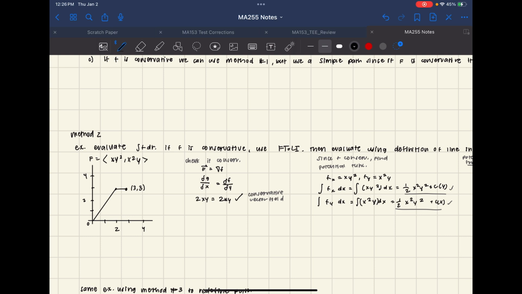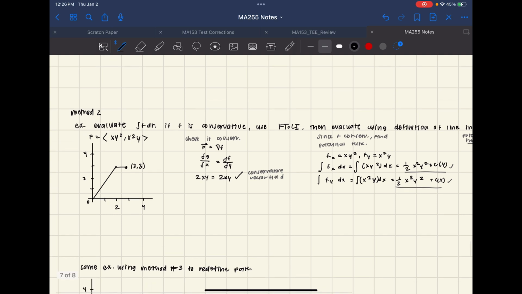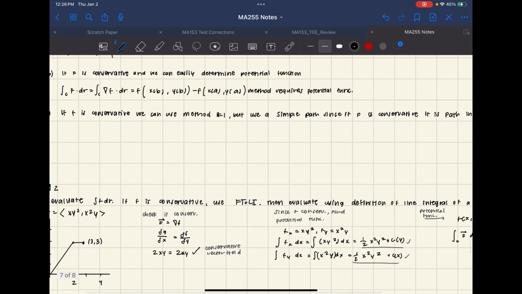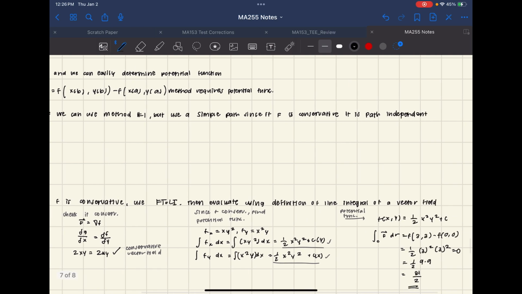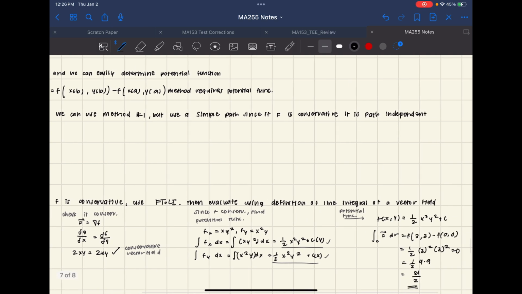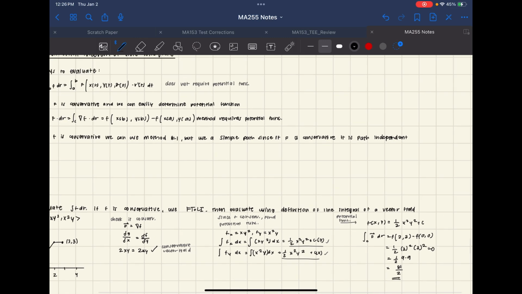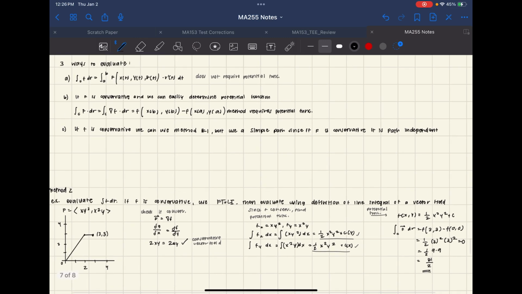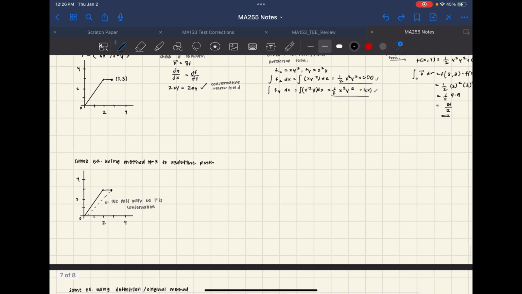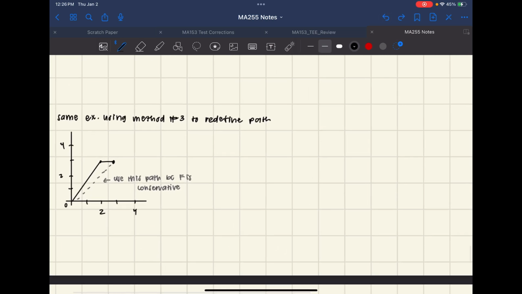Okay, so we're going to do the same example using method number 3, and that's if f is conservative, we can use method number 1, but use a simpler path since f is conservative. It is path independent. And method 1 is just the definition, the original method. This is the same graph, it's the same problem, but we can use this path because it's only dependent on the endpoints.